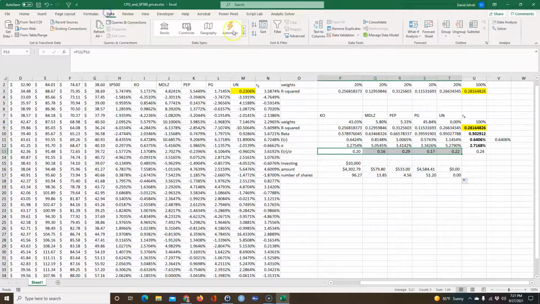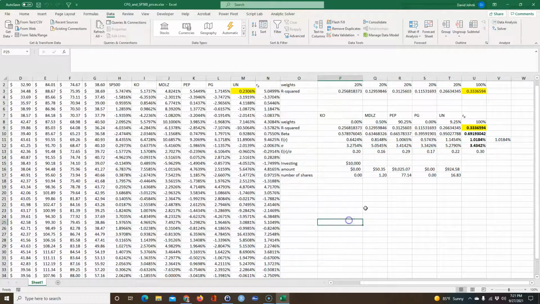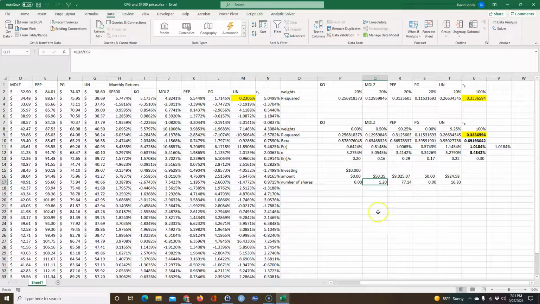I could go Data, Solver, and let's say I want to maximize my Sharpe ratio. And if we go Solve, so this is what you would do in order to get your best Sharpe ratio. So again, we got our Sharpe ratio higher than any of the Sharpe ratios of the individual ones. And this is how you would invest right there. Okay? So you'd buy 1.2 shares of that, 77.14 shares of that, and 16.83 shares of that. Now you can buy partial shares at most brokers now.